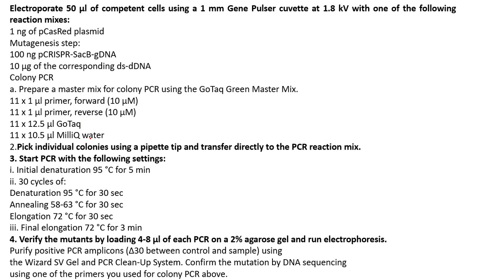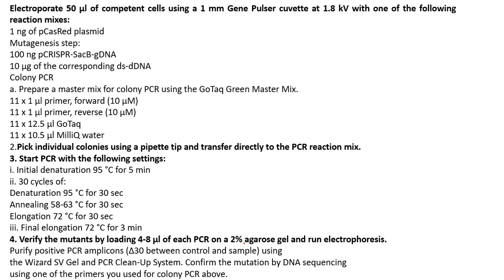Just do the colony PCR: take the forward primer and the reverse primer, take the Taq polymerase, pick the individual colonies, and transfer them directly to the PCR reaction mix. The mix will have everything, the MgCl2 and the Taq buffer. Then follow 30 cycles of denaturation, annealing and elongation, and then the final elongation. Then you verify the mutants by loading 4 to 8 microliters of each PCR on a 2% agarose gel and running electrophoresis.